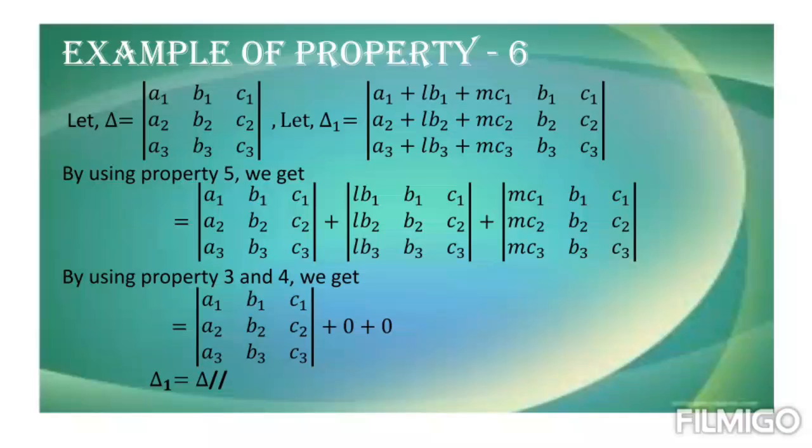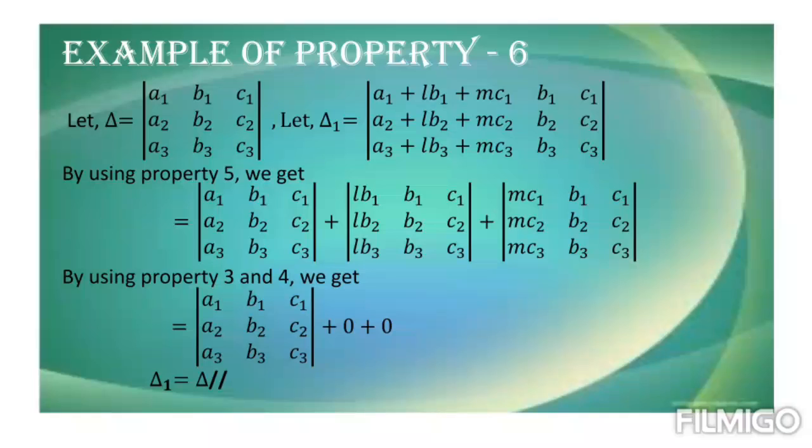Here we use our previous properties to find this result. First we use property 5 to split this determinant, and we use properties 3 and 4 to get the value of the remaining two determinants. Yes, we can write our second and third determinants as L into determinant of B1 B1 C1, B2 B2 C2, B3 B3 C3 plus M into determinant of C1 B1 C1, C2 B2 C2, C3 B3 C3.